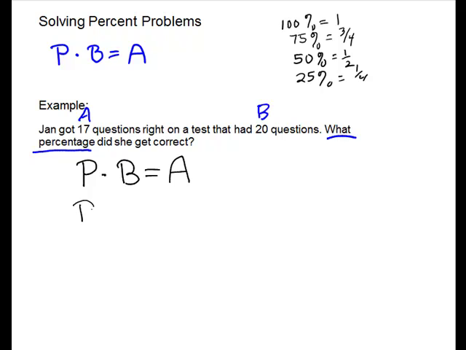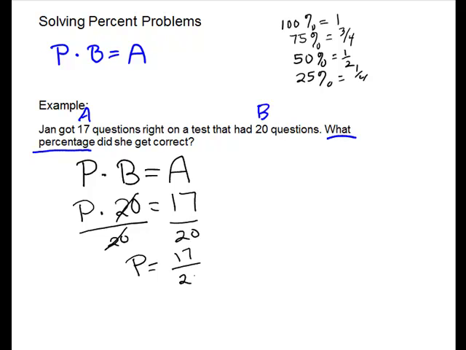So the P we don't know. Our base or our total is 20 questions. The amount she got correct is 17. And now we're ready to solve. So we want to isolate our P, divide by 20. And again, we're doing a problem where we're solving for percent. So we have to switch back to the percent symbol. So 17 divided by 20. If you have a calculator, punch it top to bottom. It'll give you 0.85. And then remember to take your decimal over 2 places to the right and add your percent symbol.